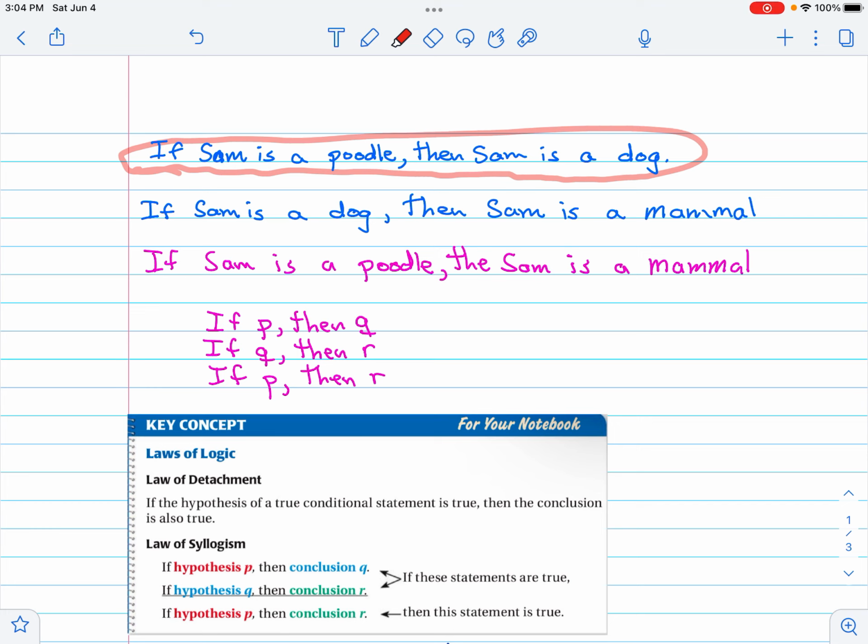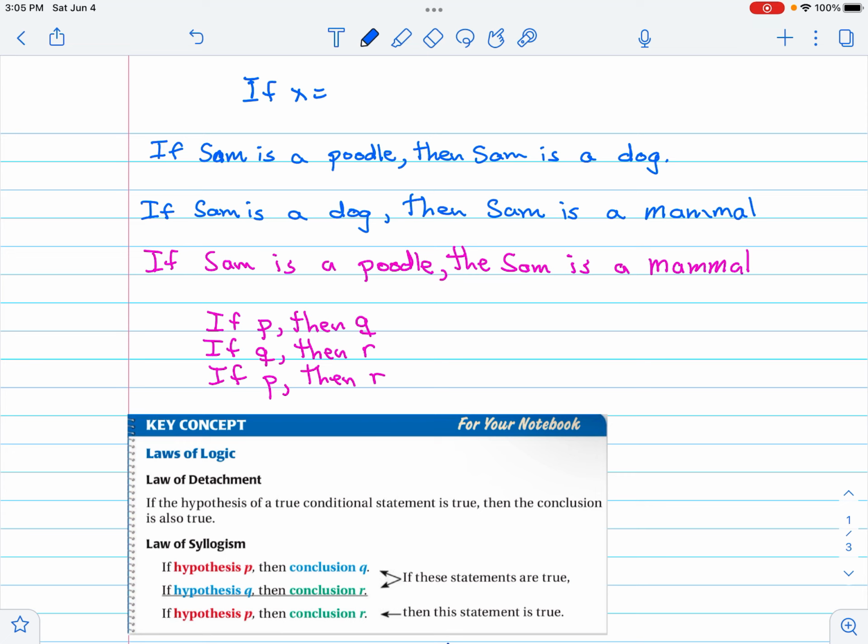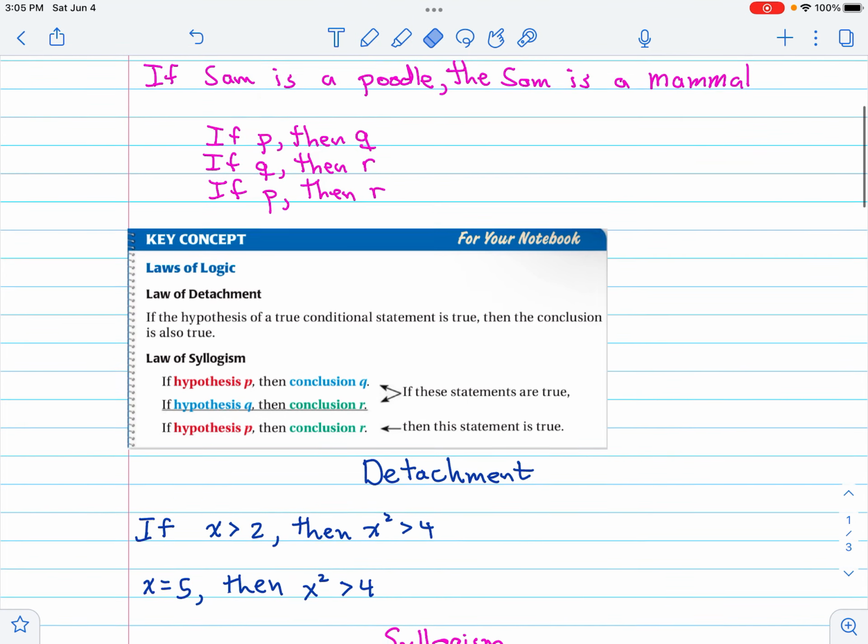We could say something similar. We could say if x equals 5, then x squared equals 25. Okay, that's a true statement. So let's suppose we know that x equals 5. Well, then we know that x squared equals 25. So very straightforward. Now, the next is the law of syllogism.